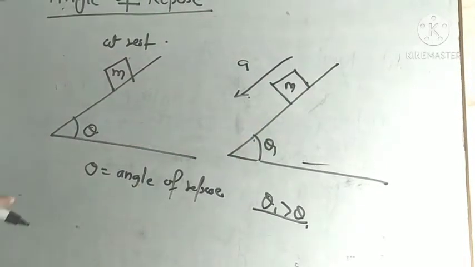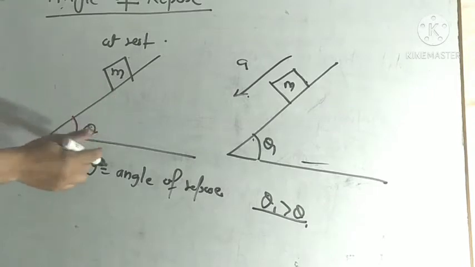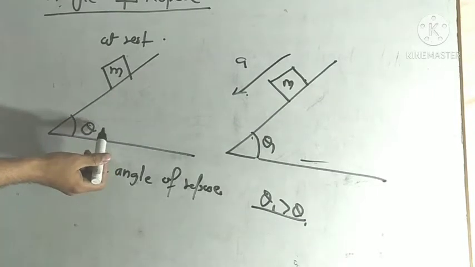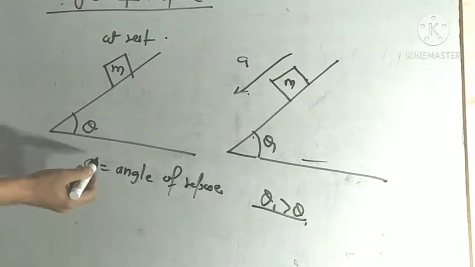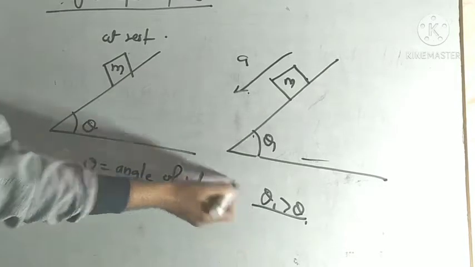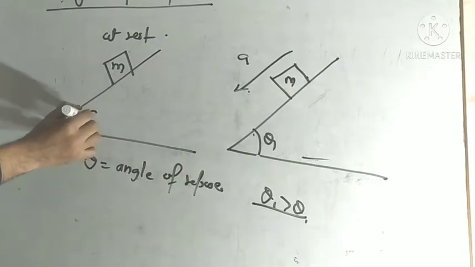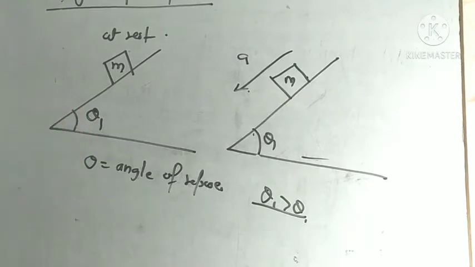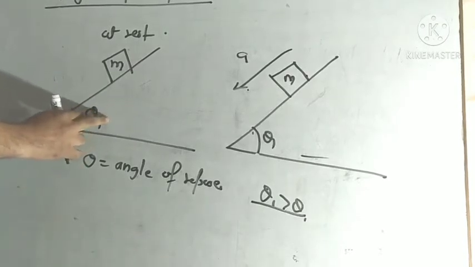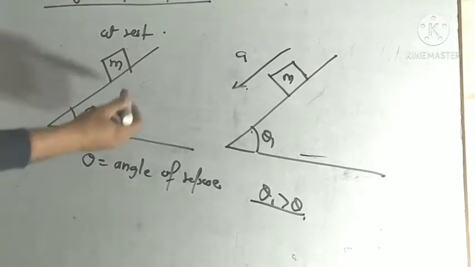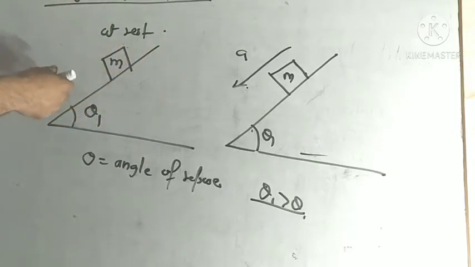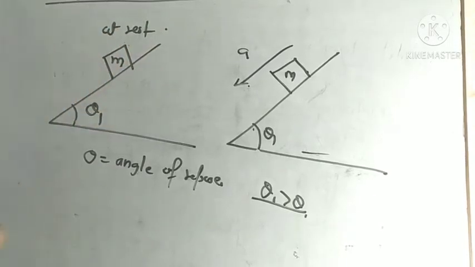So if the angle theta is slightly more than the angle of repose, so we take another angle, theta 1, then what will happen here? This angle theta 1 is slightly more than the angle of repose, so this box will come in motion, and move downward with acceleration a.